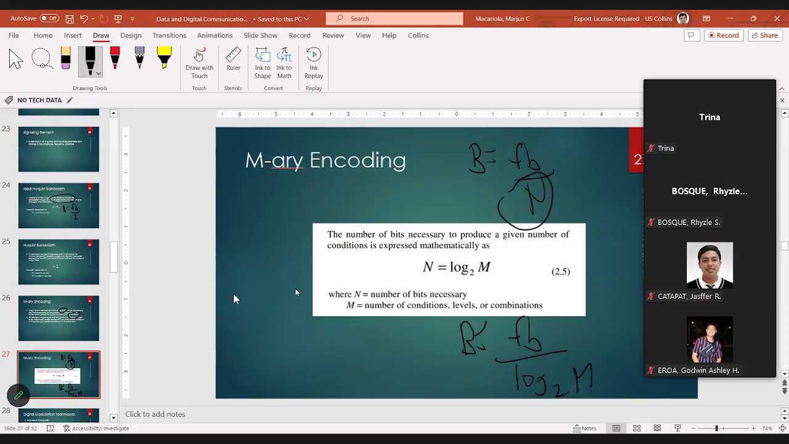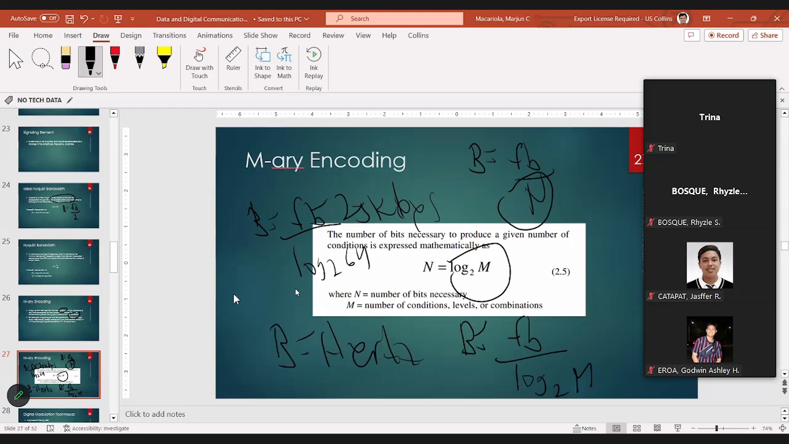But if you are given a problem saying that you need to compute a bandwidth given an input bit rate of 25 kilobits per second and number of conditions which is equal to 64, gagamitan mo pa siya ng log. So ang magiging sagot doon is bandwidth is equal to fb over log2 64, where fb is 25 kilobits per second. Okay? So ang unit ng bandwidth, don't forget, that is hertz. So computing nyo lang. Ganyan.